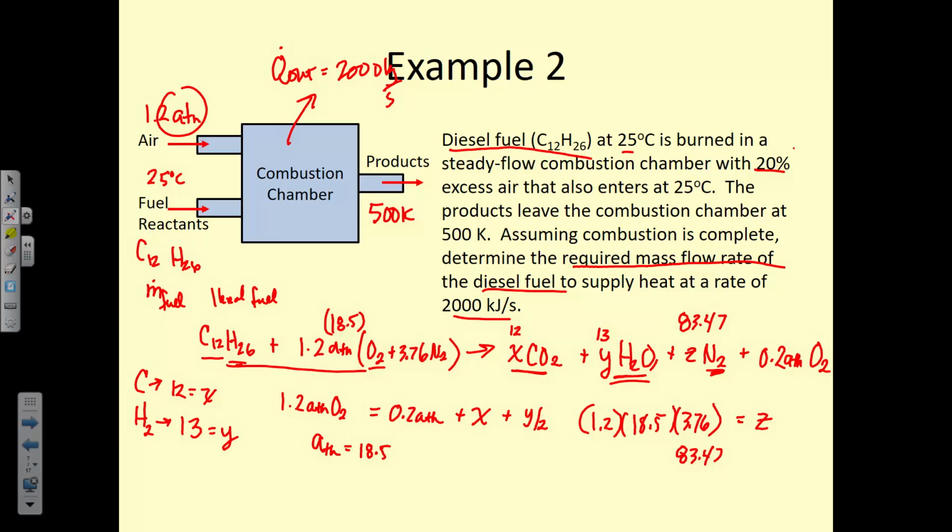Okay, so again, we've just done the balance. We figured out both sides of the equation, what our molar terms should be for 1 kilomole of fuel. If we input 1 kilomole of fuel, how much air do we need? And then what are the byproducts?